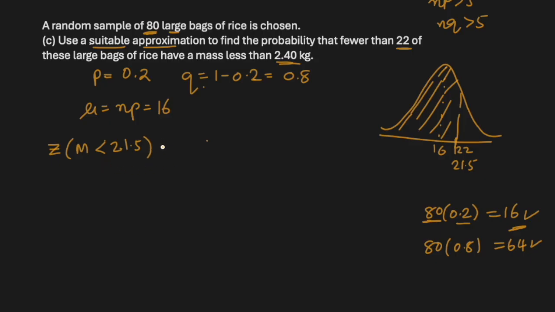Z-score of 21.5. So 21.5 minus, and then what is the mean? 16. Divided by, what is the standard deviation? Standard deviation is the square root of npq. So let me put it here: 80 times p, 0.2, times q, 0.8. Let's see what z-score it gives us.